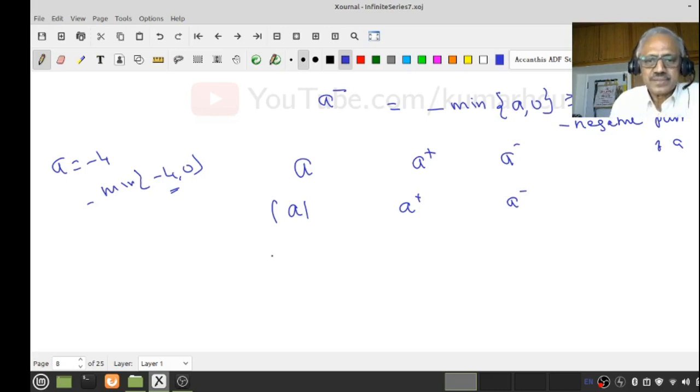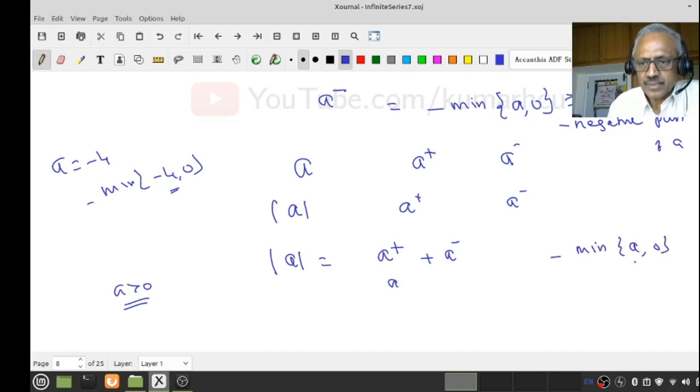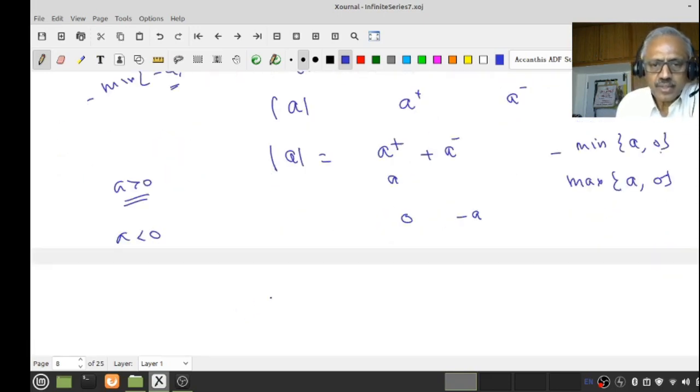Now notice that mod a is nothing other than a plus a minus. How many of you see that? Suppose a is positive, then a plus will be a, and a minus will be the negative of the minimum of a and 0. Since a is positive, the minimum is going to be 0, so a minus is 0. And suppose a is negative, then a minus will be minus a, whereas a plus is the maximum of a and 0. When a is negative, that is going to be 0. Are you following? Therefore what have we found? I have found mod a is nothing other than a plus a minus.